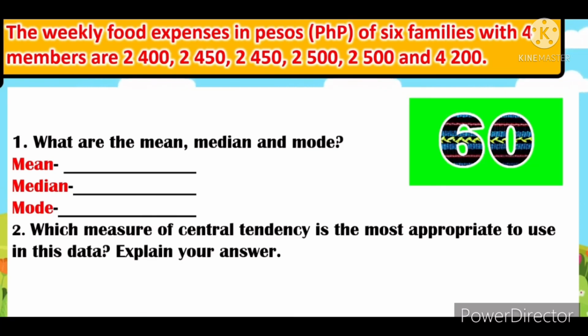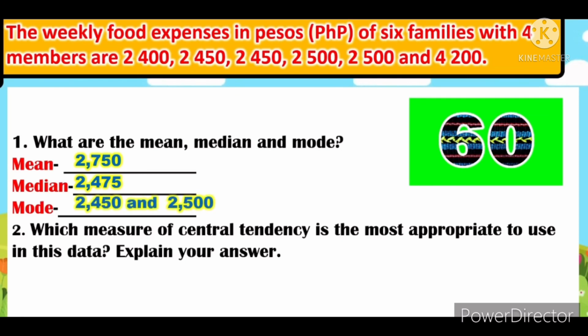Let's start with the mean. If your answer is 2,750, then you were correct. Next is the median. If your answer is 2,475, amazing! You did it right. Last is the mode. If your answer is 2,450 and 2,500, excellent! You are correct. For the second question, answers may vary.